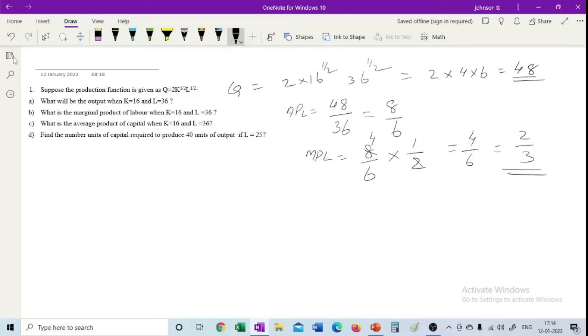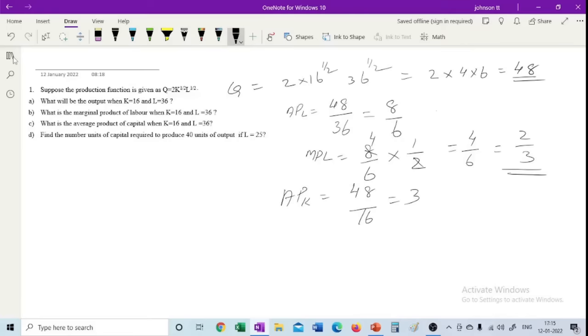Then part C. What is the average product of capital when k is equal to 16 and L is equal to 36? It's very simple. Average product of capital is equal to 48 divided by 16. So that is equal to 3.